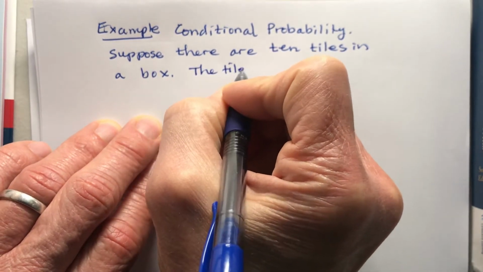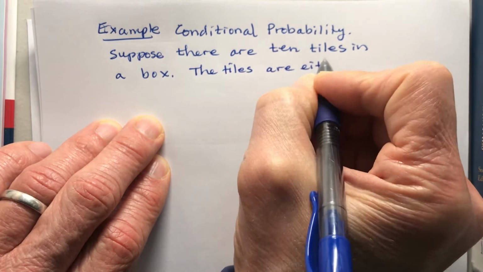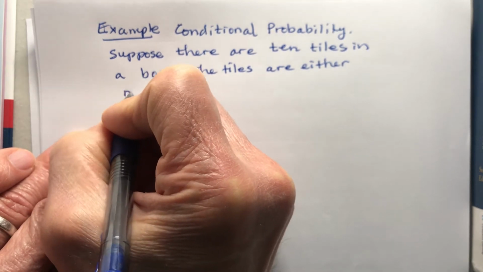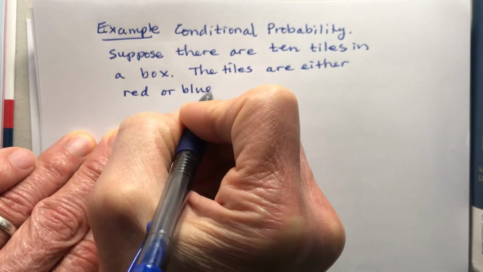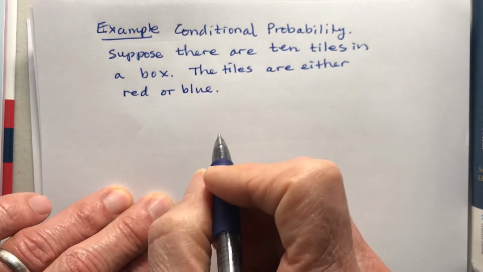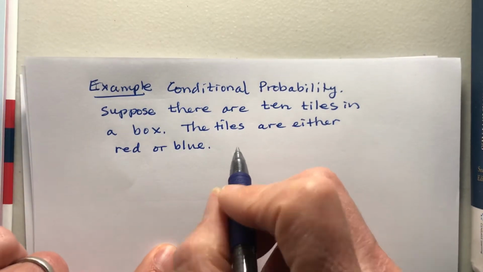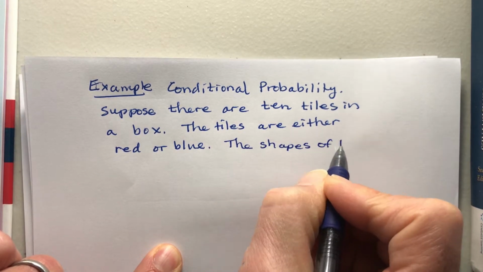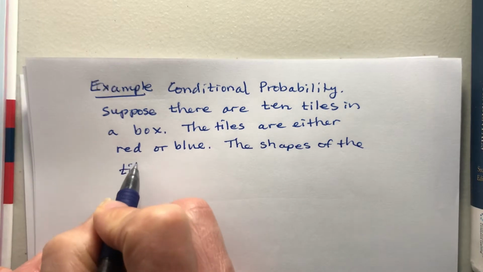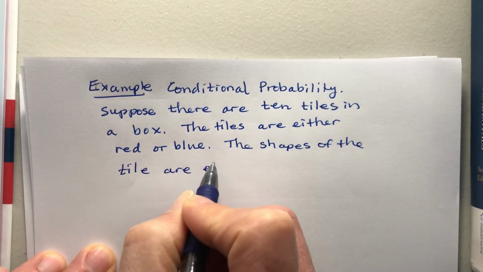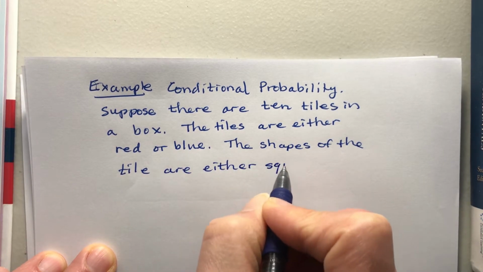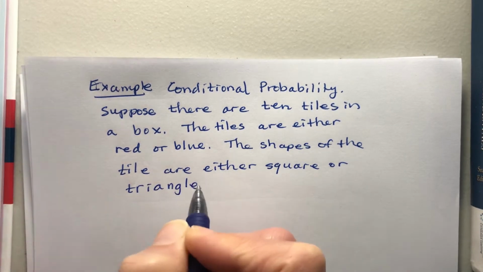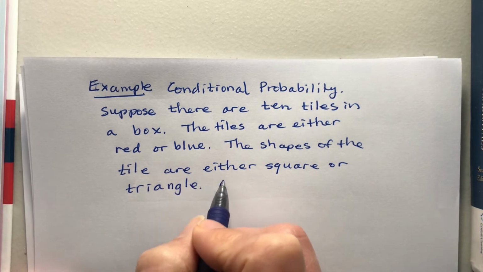The tiles are either red or blue. The shapes of the tile are either square or triangle. A summary is given.